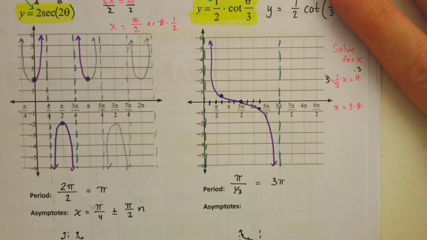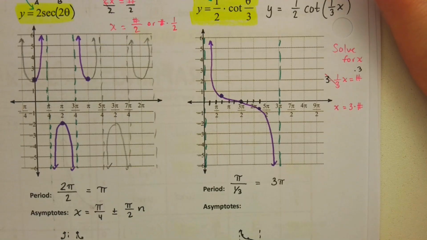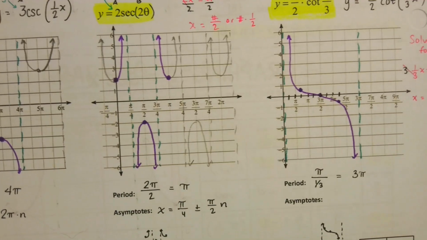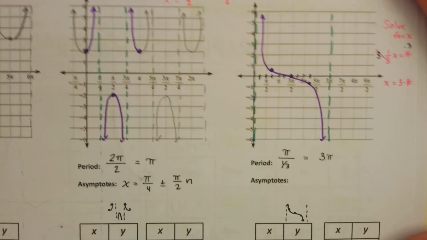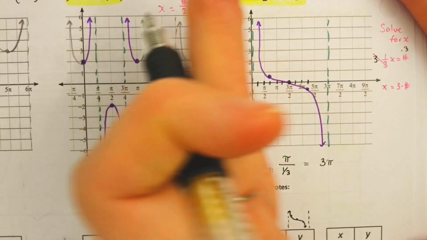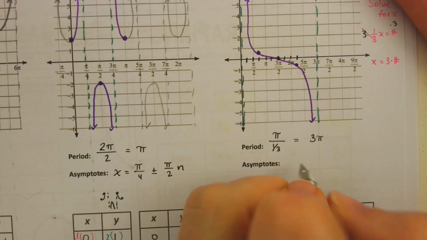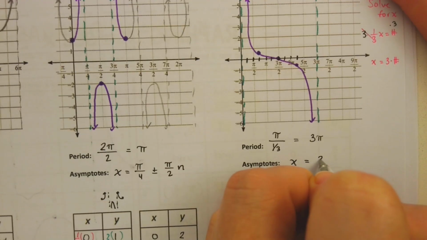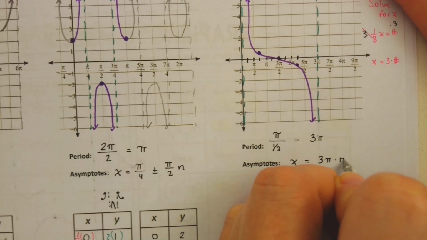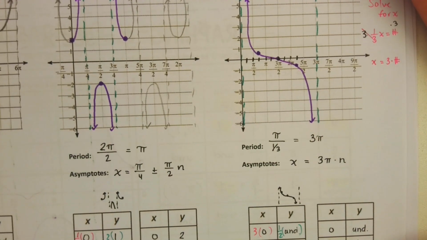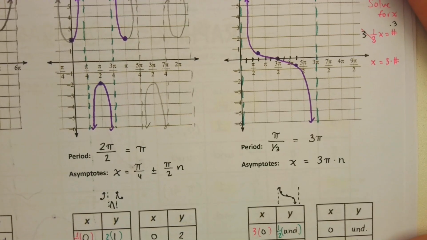All right, guys, and those are our reciprocal trig functions. Oh, we didn't do asymptotes. We start at 0, so we don't have to write 0, but then they show up every how much? Every 3 pi. So we would say x equals 3 pi times n. So where would the next one be? 6 pi, right? And 6 pi won't fit on our graph.